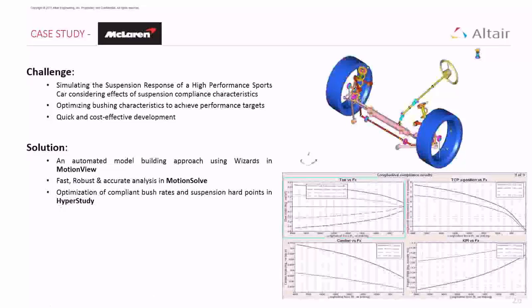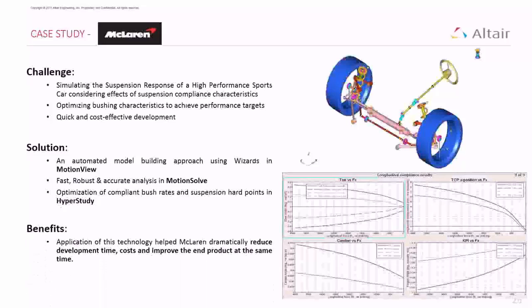So it is not necessarily only the hardpoints that you can optimize. You can pick and choose what the design variables are, or whatever you want, and optimize them based on your needs. And the benefits: it helped McLaren dramatically reduce the development time, costs, and improve the end product at the same time. As you can see in the plot, the steering angle and the camber angle before and after optimization.